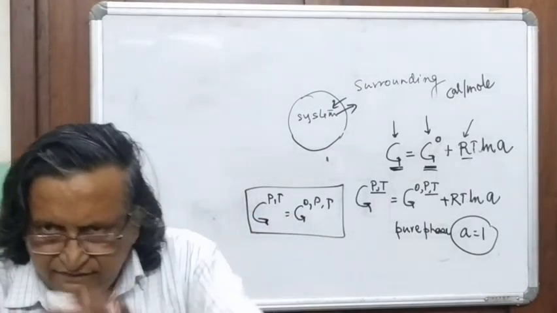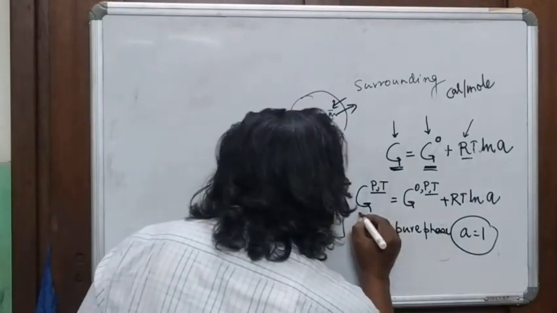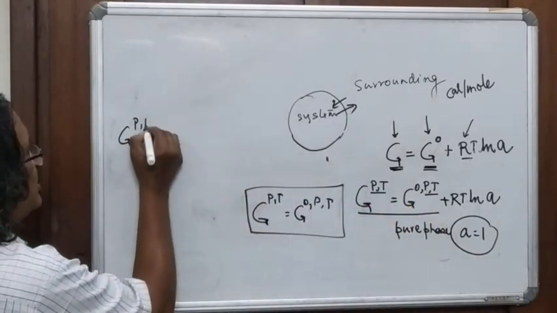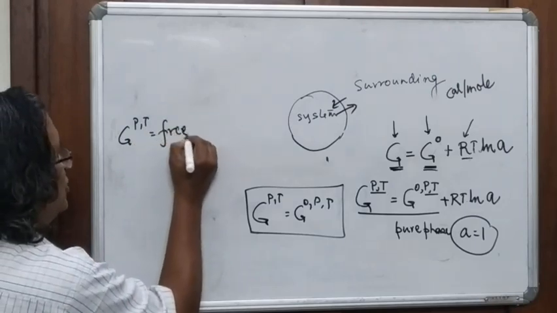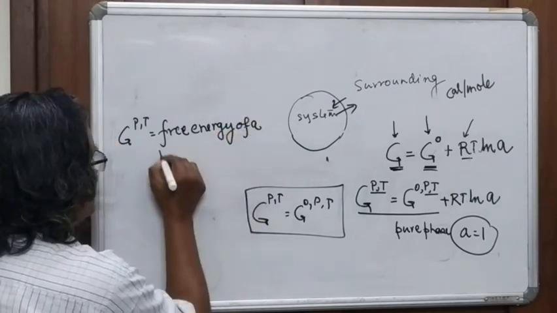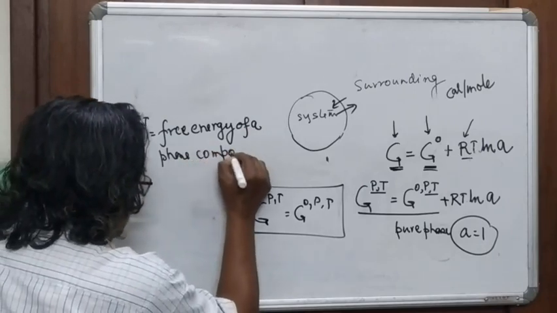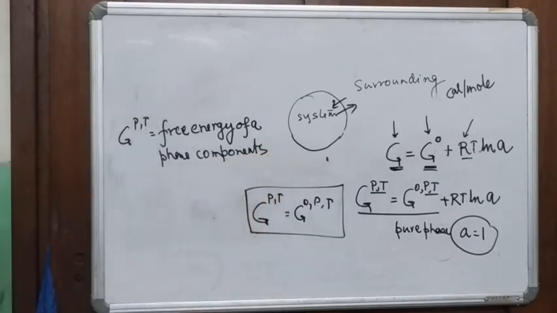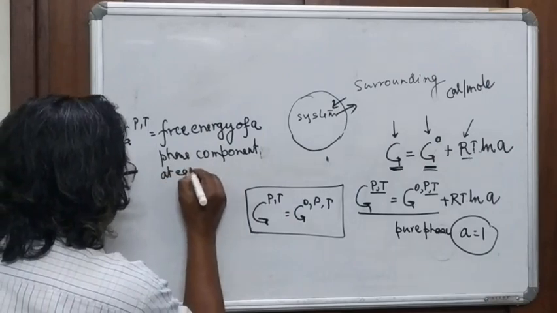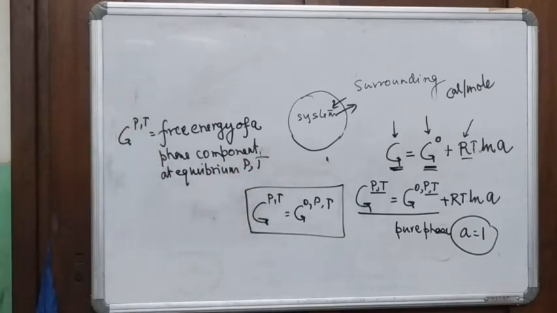Or in other words, what is the difference between G and G0? So G at pressure temperature is the free energy of a phase component. I will now talk to you about phase components. It is the free energy of a phase component at equilibrium PT. This is what G is.